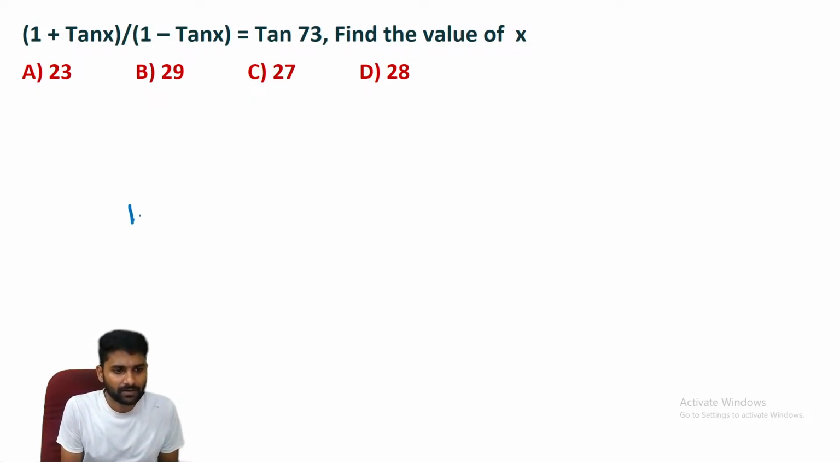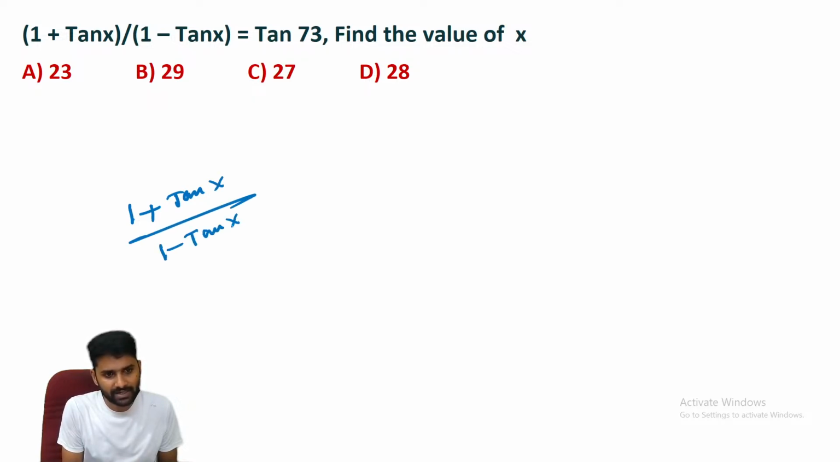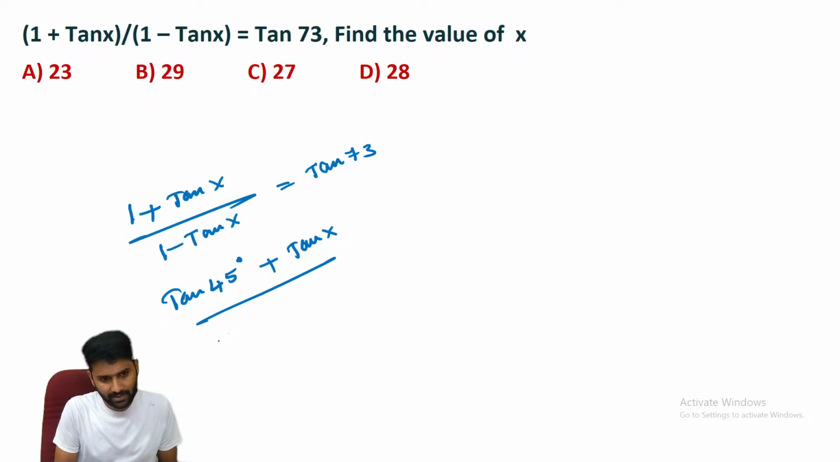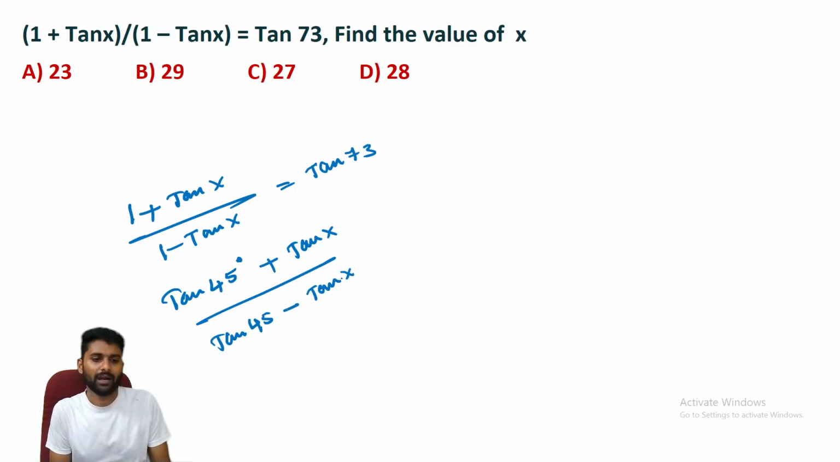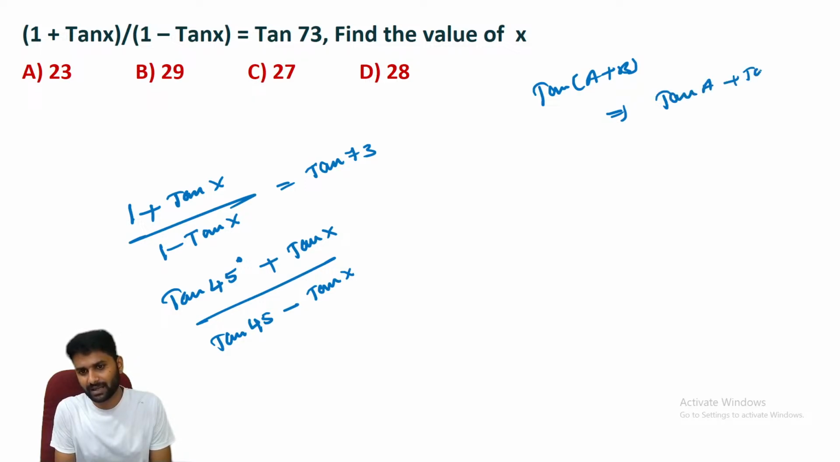Now see, you have (1 + tan x)/(1 - tan x) = tan 70. Try to understand this. tan 45 degrees is exactly equal to 1. Let's take tan 45 + tan x divided by 1 - tan 45 tan x. You know the formula of tan(a + b): tan(a + b) is tan a + tan b divided by 1 - tan a tan b.